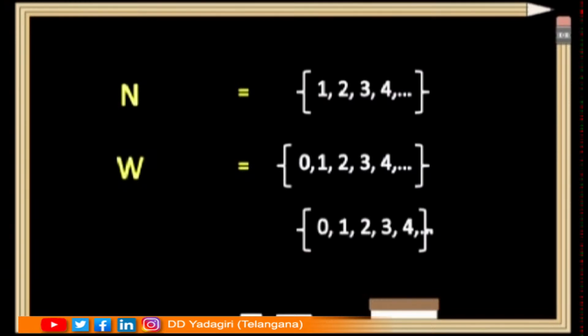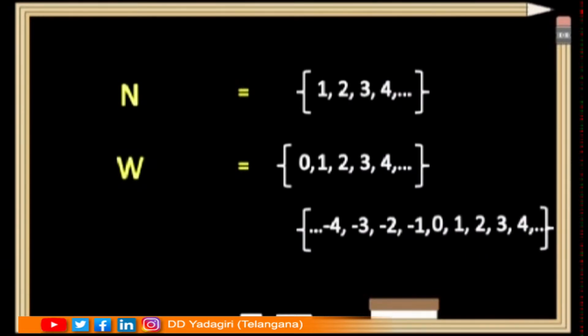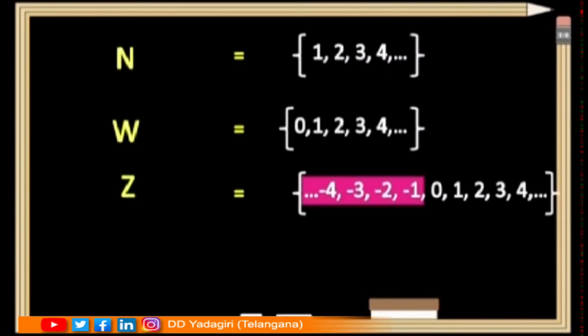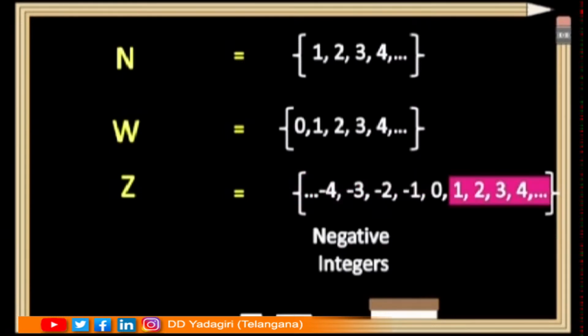Next, the collection of numbers like 0, 1, 2, 3, 4, and so on, and to the left of 0, minus 1, minus 2, minus 3, minus 4, and so on, is called the set of integers, which is denoted by I or Z, generally denoted by Z. Here, minus 1, minus 2, minus 3, minus 4 are called negative integers. Next, 1, 2, 3, 4, and so on are called positive integers. Here 0 is neither a positive integer nor a negative integer.